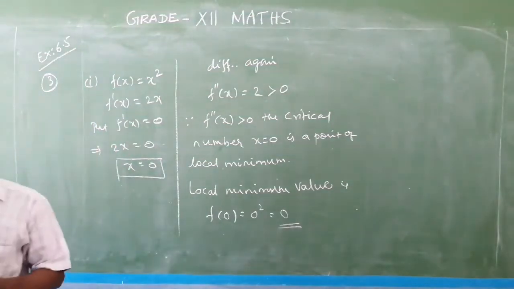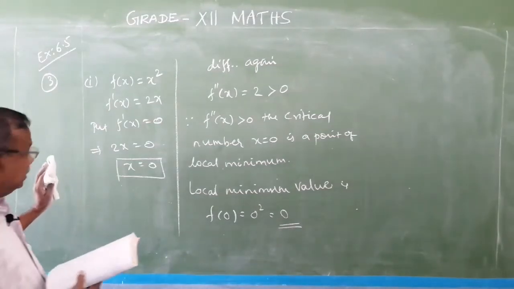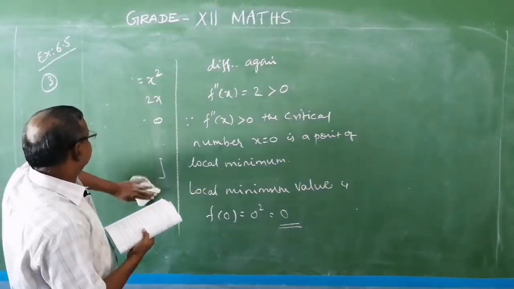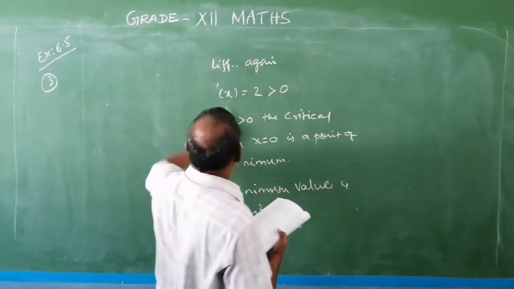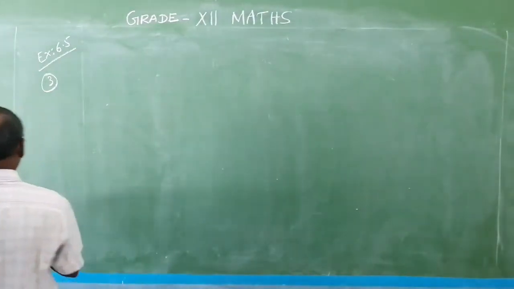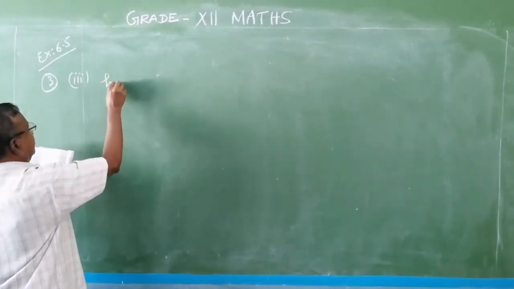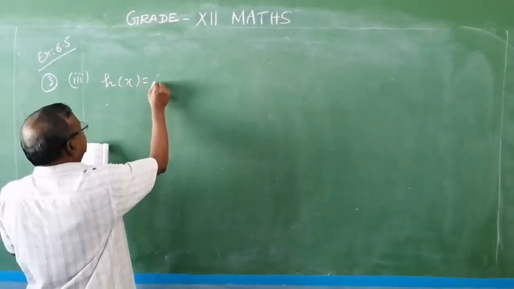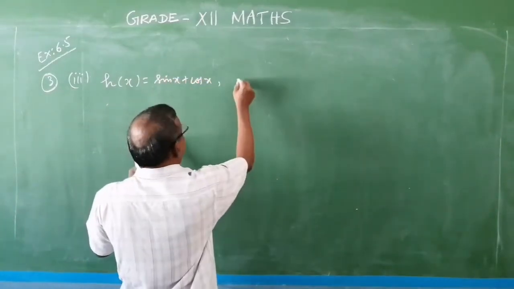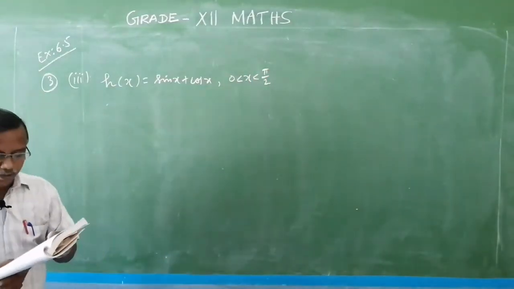Now, let me take another subdivision, the third one. The second one is very easy for you to solve, so I leave this problem as your homework. Now, consider the third subdivision: h of x equals sin x plus cos x, such that x is greater than 0 and less than pi by 2. So, the range of x is in the first quadrant.